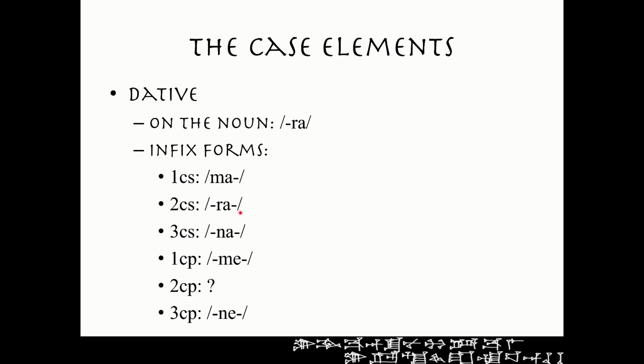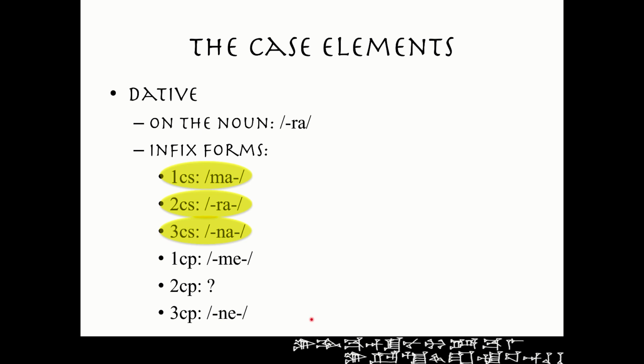If you see ra in that verbal chain, like we did in the previous slide, ra is the second common singular dative, so to you. Na would be to him or her, or for him or her. Me would be first common plural, to us. We don't know what the second common plural form is, and the third common plural is ne, to them.